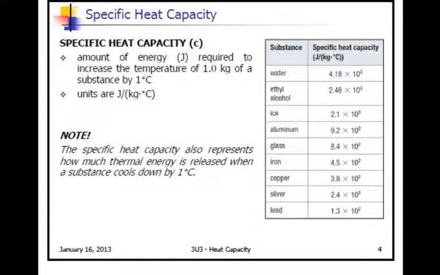So here's specific heat capacity. This is given the symbol of C, lowercase c. It's the amount of energy required to increase a substance of 1 kilogram by 1 degree Celsius. It's measured in joules per kilogram degrees Celsius. It also would be the amount of energy released when a substance cools down by 1 degree Celsius. So you might want to write the note as well.